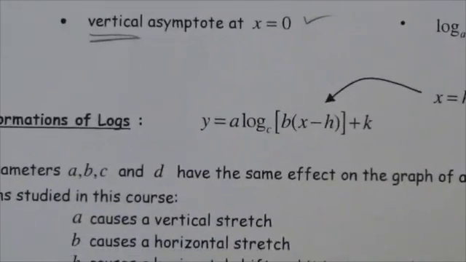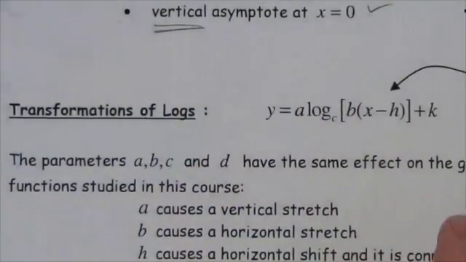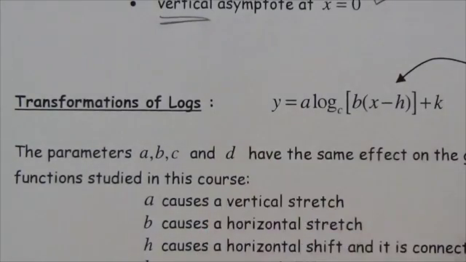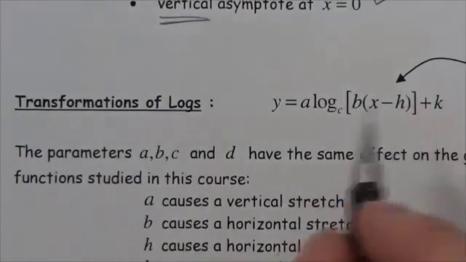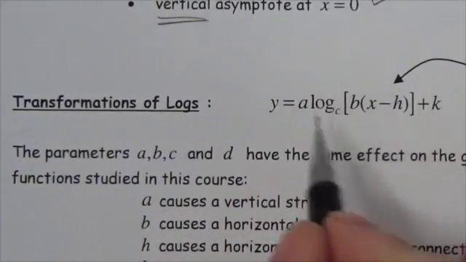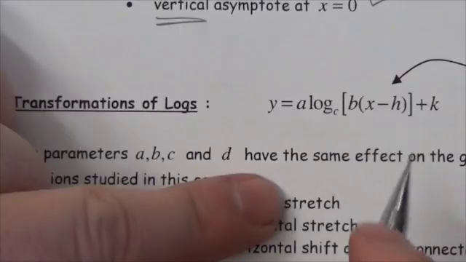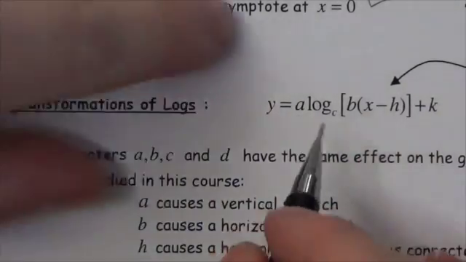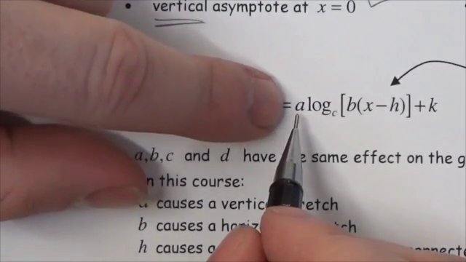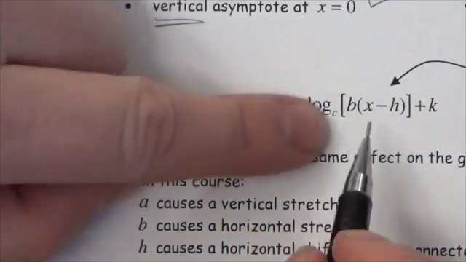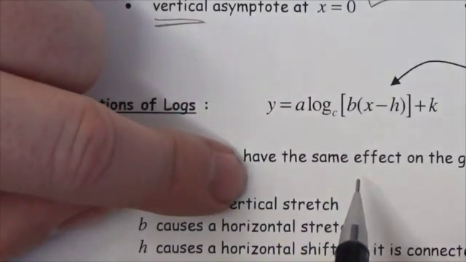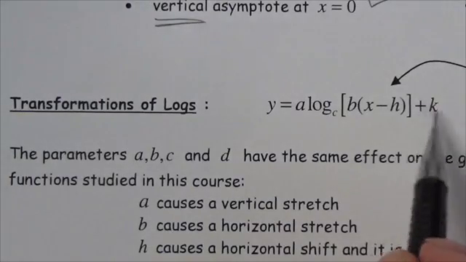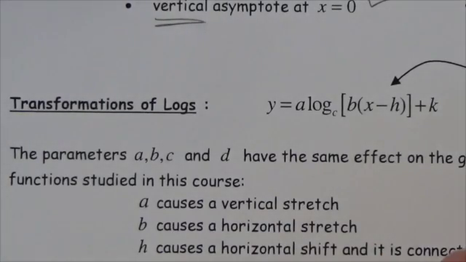Now, here's my logarithmic function. Notice where my little variables show up here, and you probably recognize where I'm going to go with this. Okay, we're going to talk about transformations, because you can transform a logarithmic function just like you can any other function. A here is going to be responsible for the vertical reflection and stretch. B will be responsible for the horizontal reflection and stretch. H is a horizontal translation. K is going to be my vertical translation.